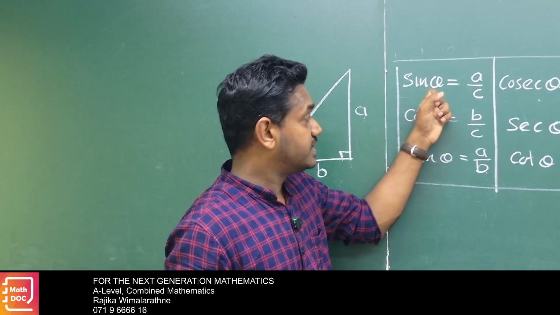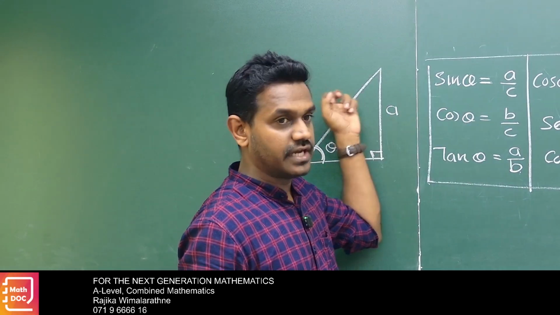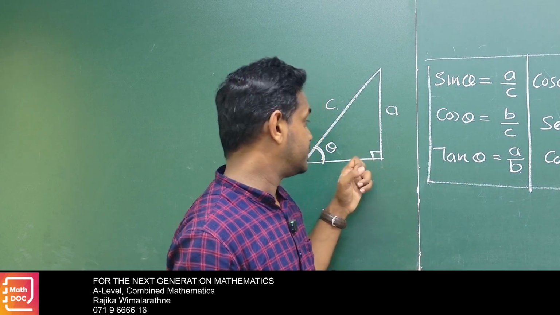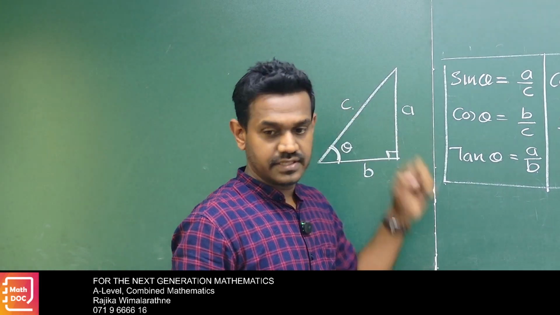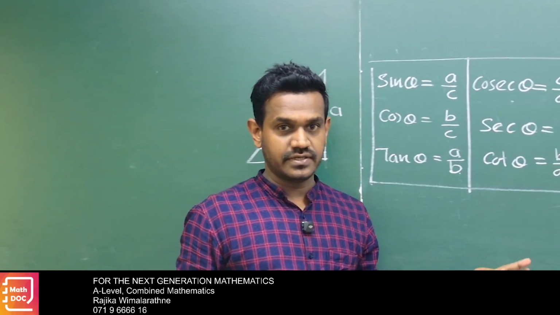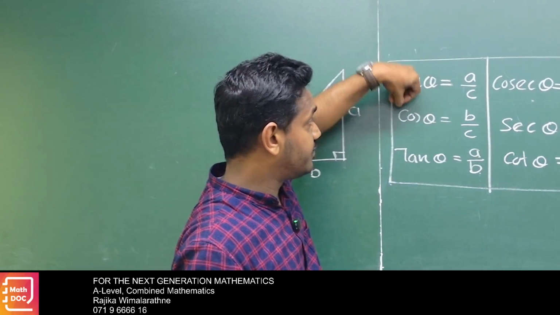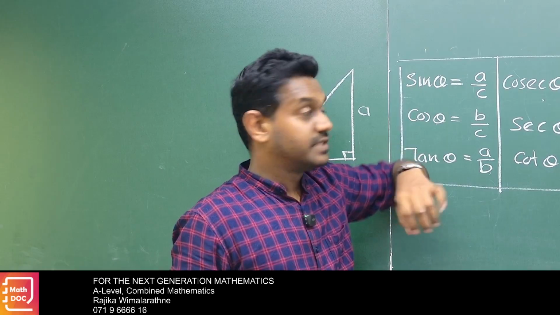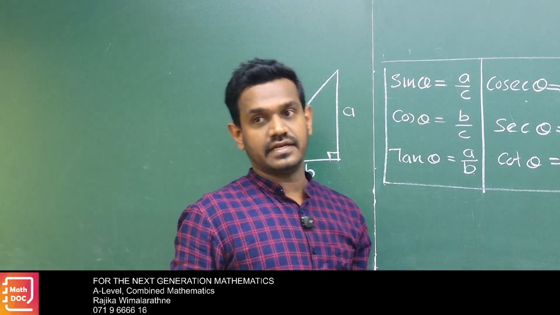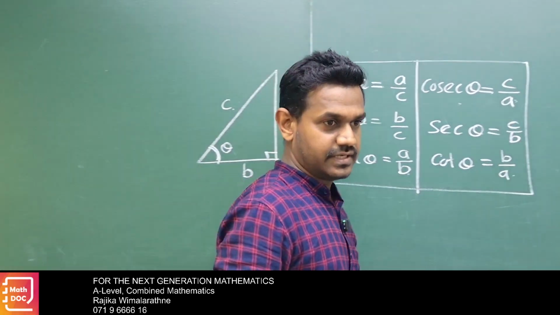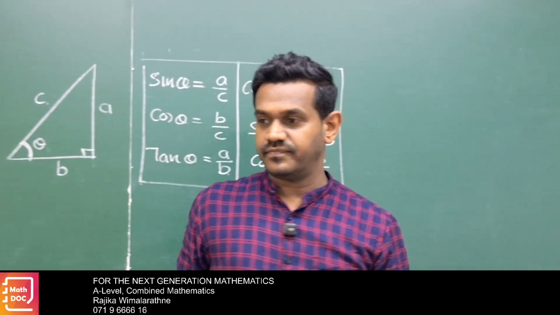Then sin definition, a divided by c, opposite over hypotenuse. Cos definition, adjacent over hypotenuse. Likewise, we have definitions. This is a compressed format, that is a single term. Without an angle, we can't write that. We can't write that, okay? Put a star mark and write down.